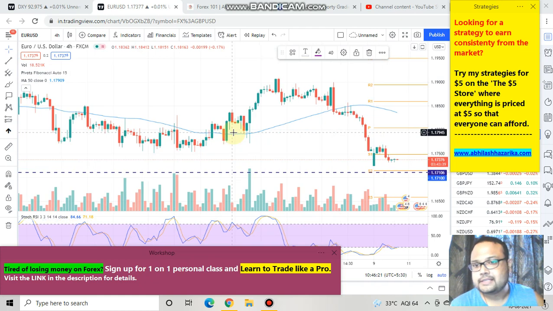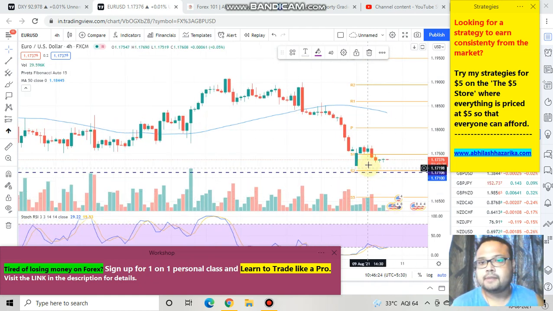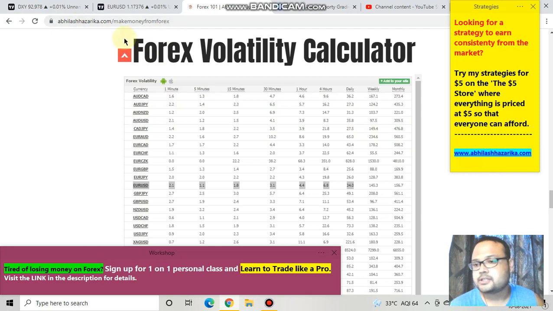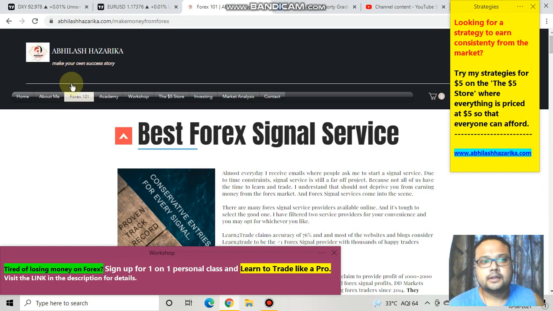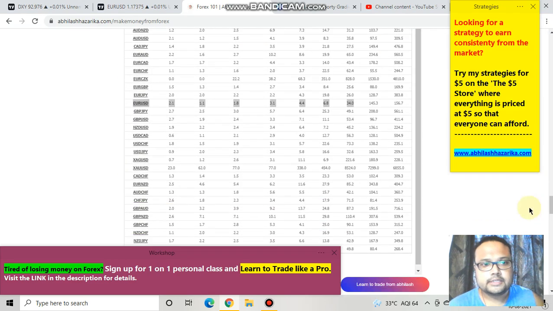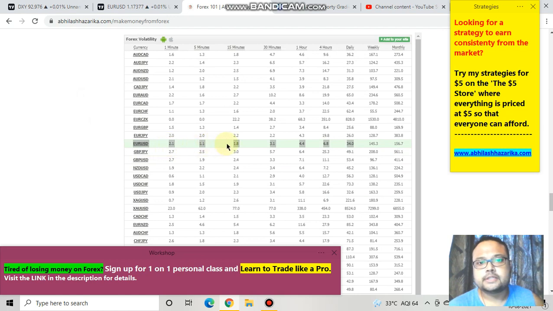So first of all, you can see that there is not much movement here. The market seems pretty flat here. And if you go to the Forex volatility calculator, you'll find it on my website, avilashhazarika.com, under the Forex 101 section. You can see that in the Forex volatility calculator, for Euro USD, in the 15 minutes chart, we can hardly expect a movement of 1.8 pips. In the 30 minutes chart, there is only a movement of 3.1 pips. In the 1 hour chart, there is a movement of 4.4 pips. In the 4 hours chart, there is hardly a movement of 6.8 pips.